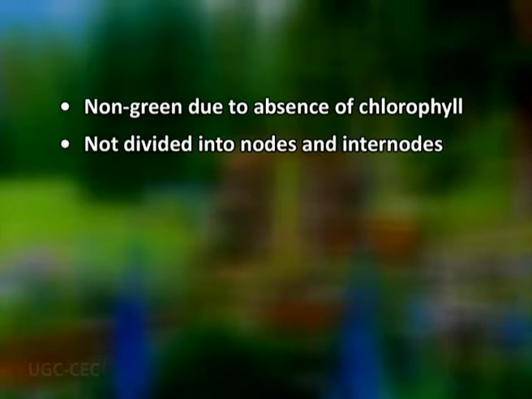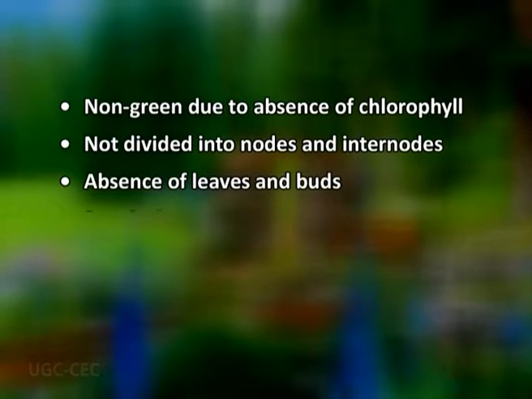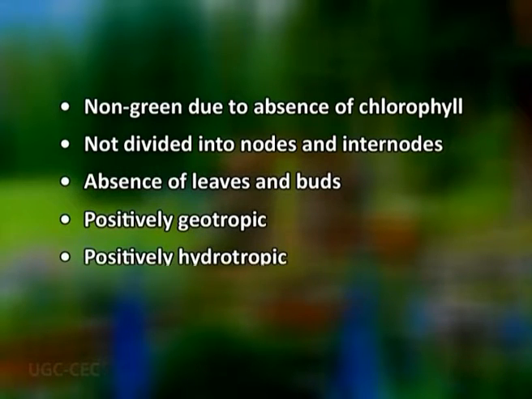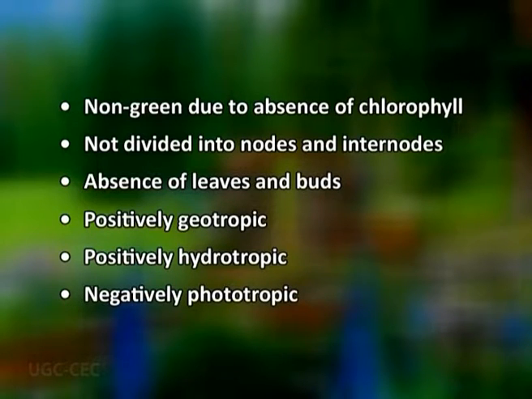The features by which we can recognize roots are: non-green due to absence of chlorophyll, not divided into nodes and internodes, the absence of leaves and buds, positively geotropic, that is, grow towards gravity, positively hydrotropic, that is, grow towards water, negatively phototropic, that is, grow away from light.